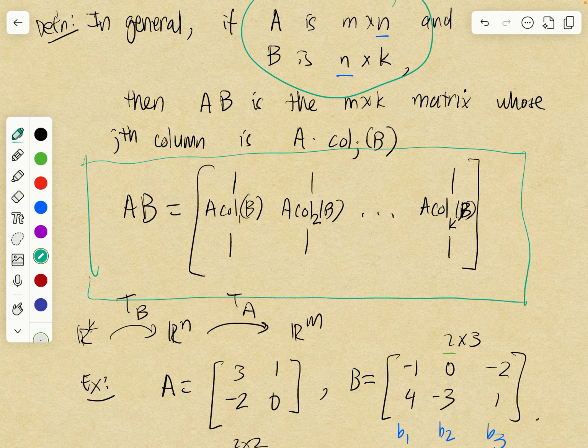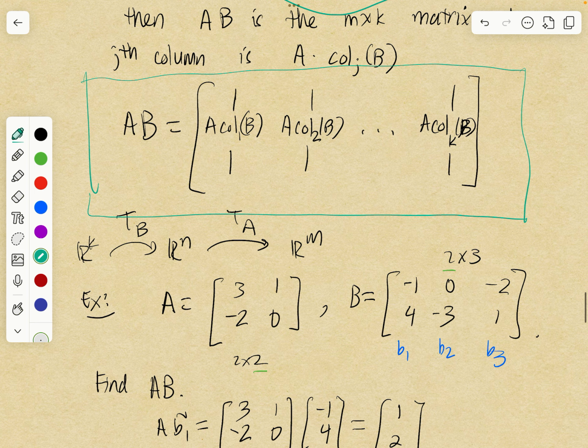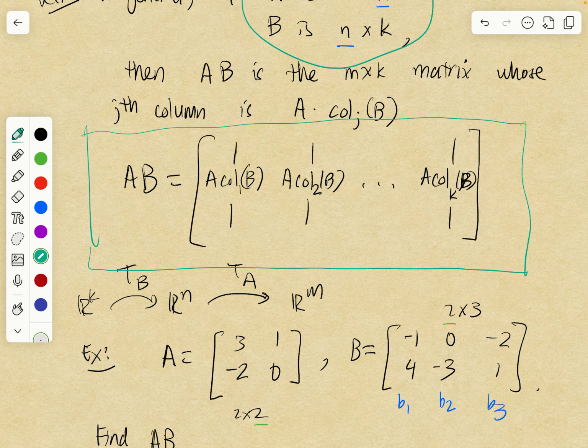And again, the reason why we defined it like this is so that A times B describes the composition of multiplying a vector by B and then multiplying the resulting vector by A, the composition of T sub B and T sub A. The one where you do T sub B first and T sub A second, that composition, A times B, is the standard matrix of that composition.